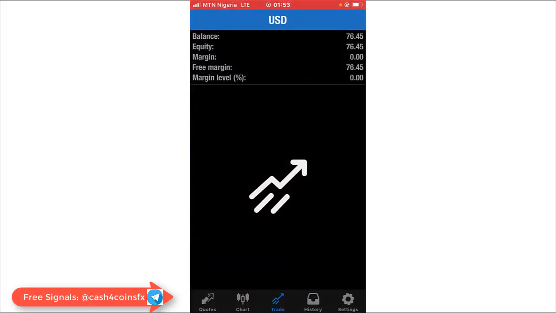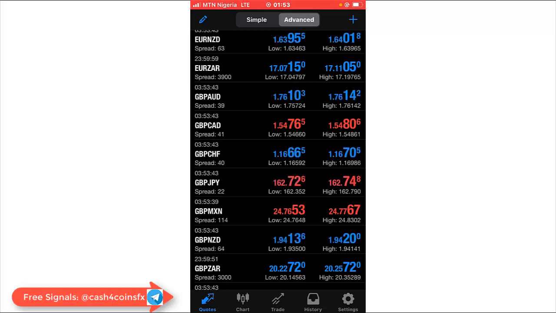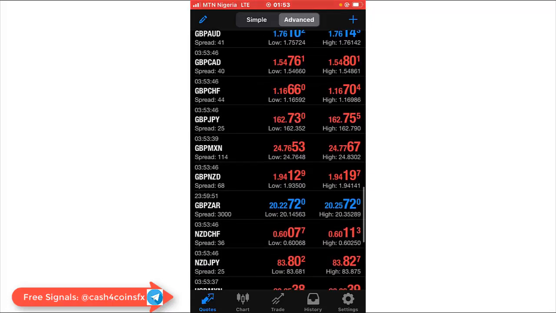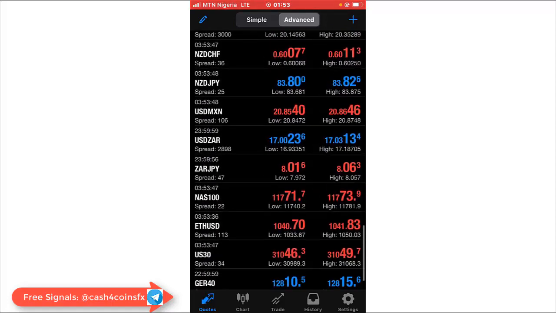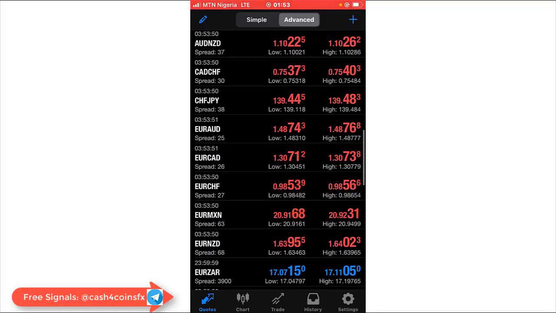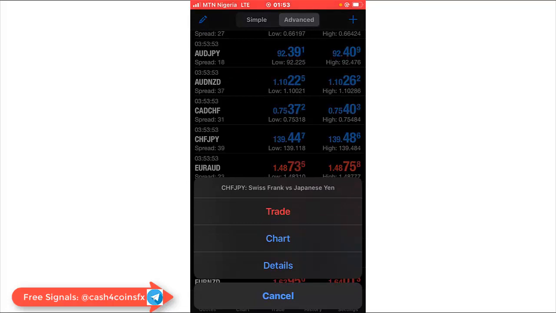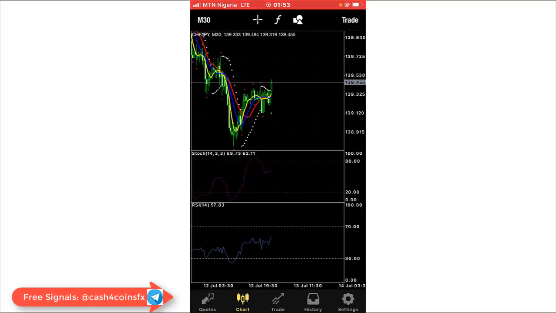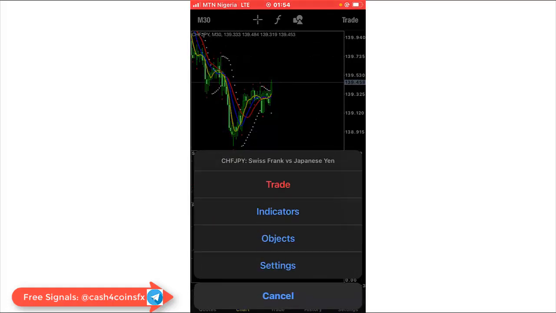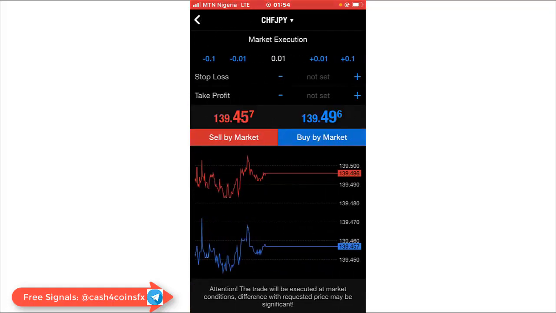MetaTrader 4. We search for CHFJPY. We check on it. CHFJPY, this is it. We click on chart. As you can see, it's actually going up immediately. It says we should enter from market price. We click and then say trade. It says we should buy, right? Then click on buy.